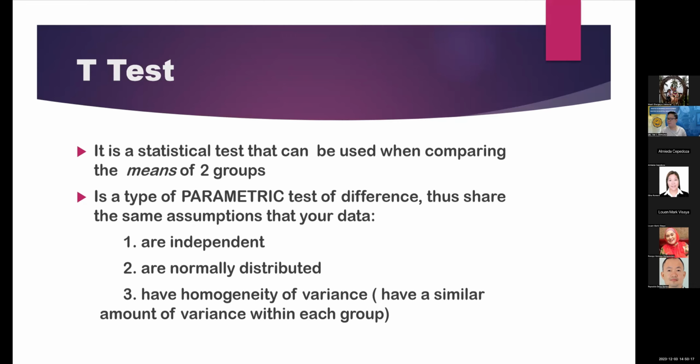slide niyo, Doc. I'm going to report on t-test. T-test is a statistical test that can be used when comparing the means of two groups. It is also a type of parametric test of difference. Thus, it shares the same assumptions with other parametric tests: that your data are independent, approximately normally distributed, and have homogeneity of variance, or a similar amount of variance in each group.